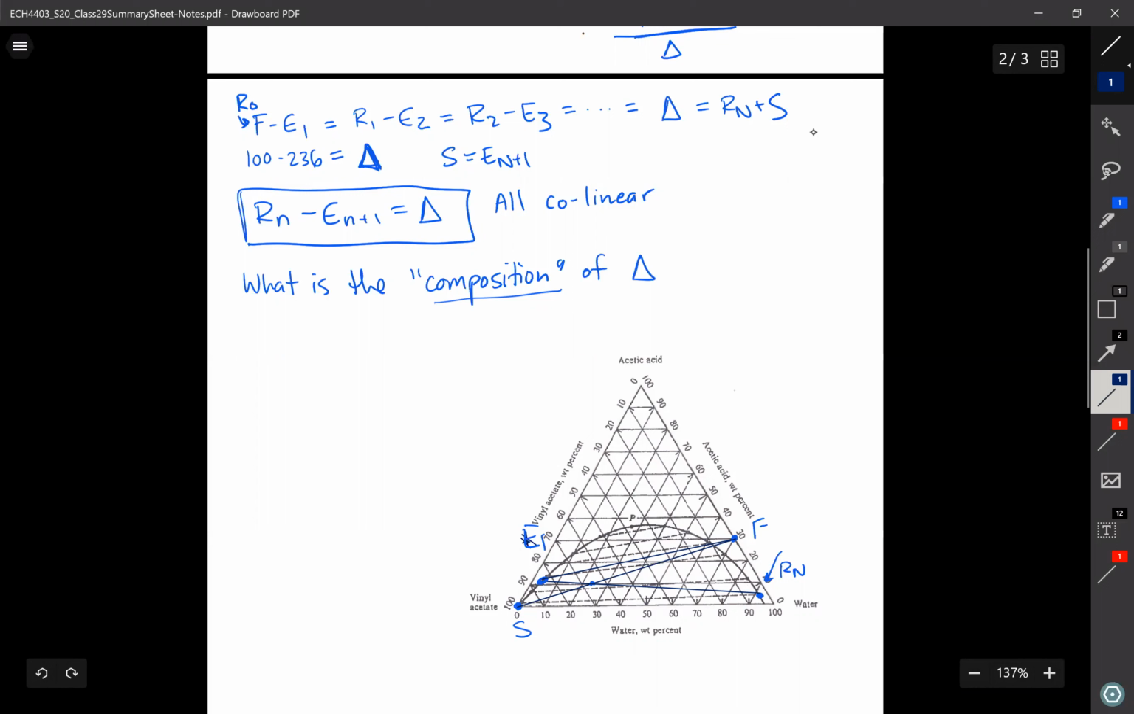Obviously, the way they look now, it kind of looks like they're parallel. So instead of stopping the line there, I'm going to extend the line further. So I'm going to go to F to E1 and then extend it all the way out here.